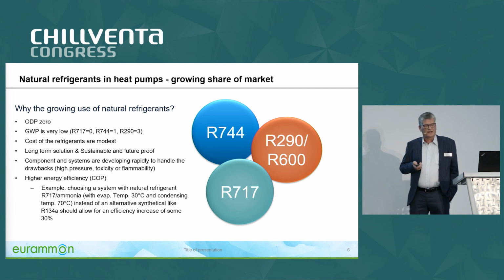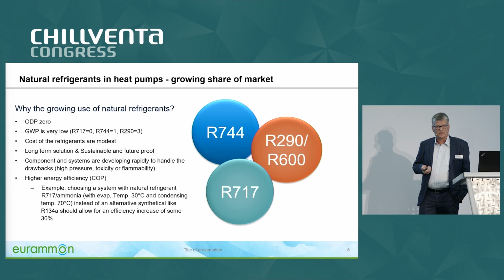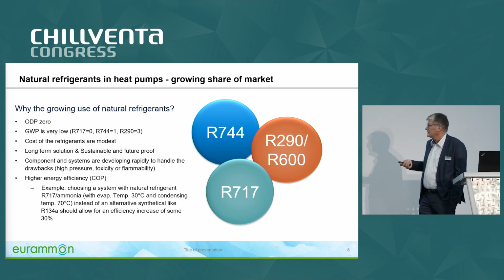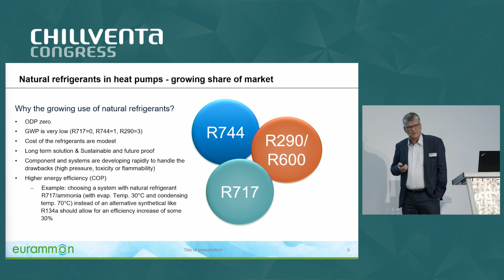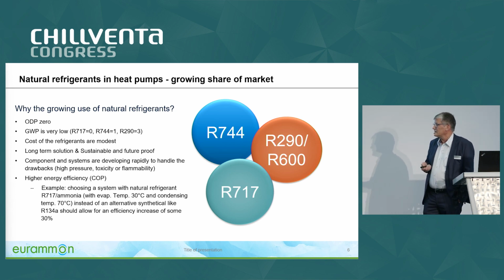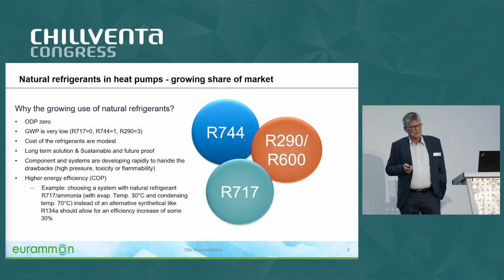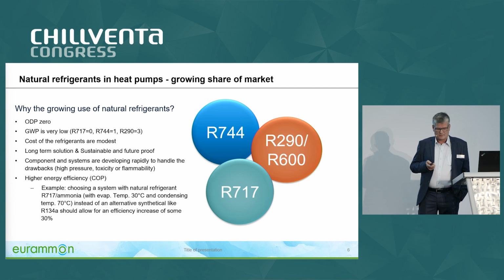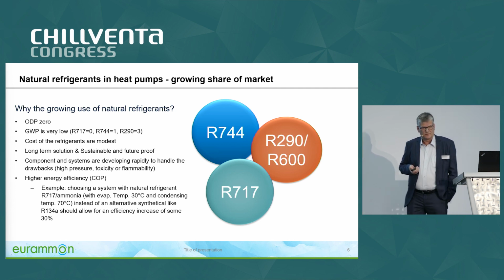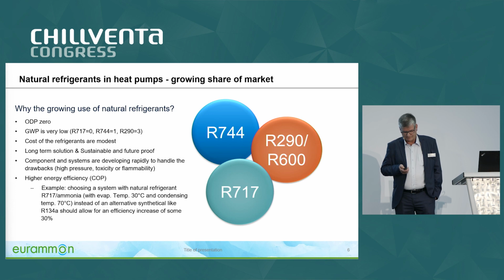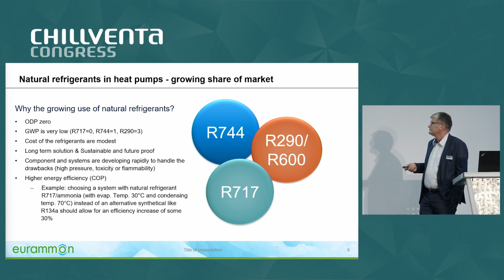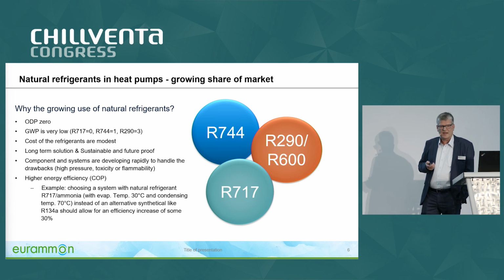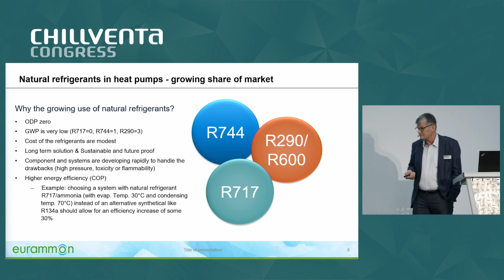But higher efficiency can come directly from the use of the natural refrigerant itself. If you look at a heat pump where you are evaporating at 30 and condensing at around 70 degrees, ammonia, for example, can be 30% higher in COP just by using the natural refrigerant instead of a synthetic. That could pay the extra you have to spend for making an ammonia system.